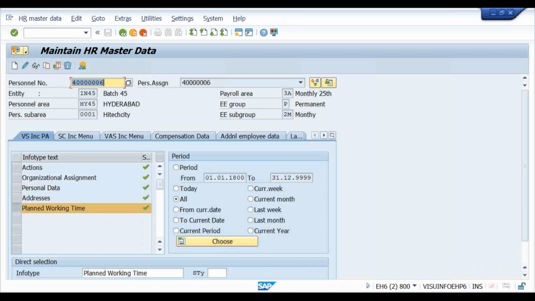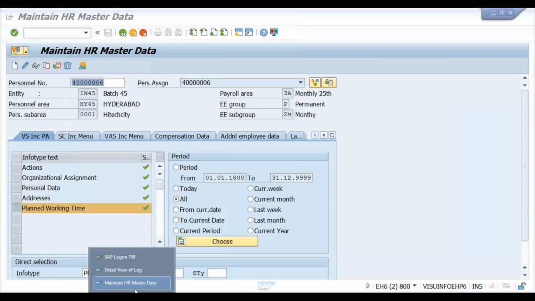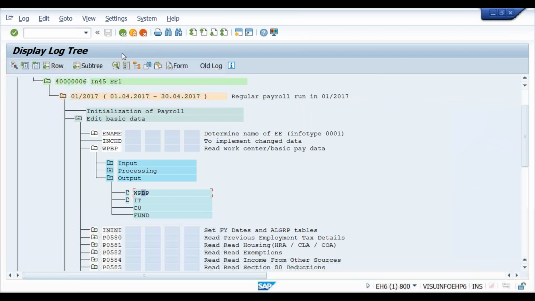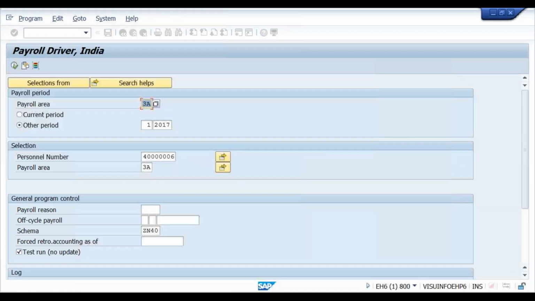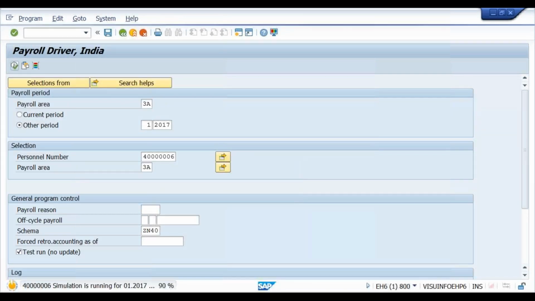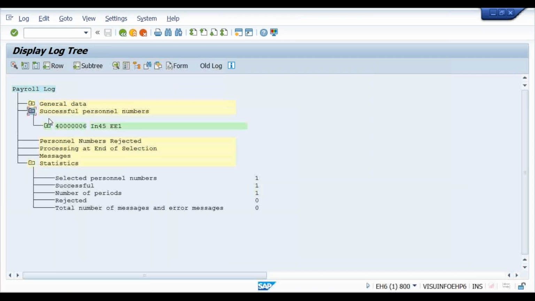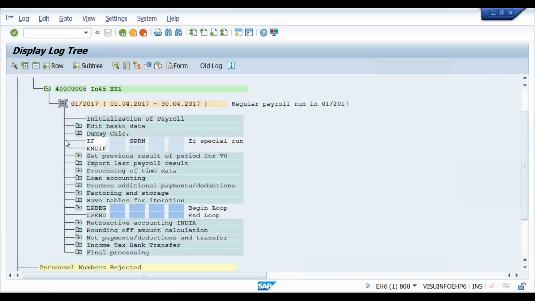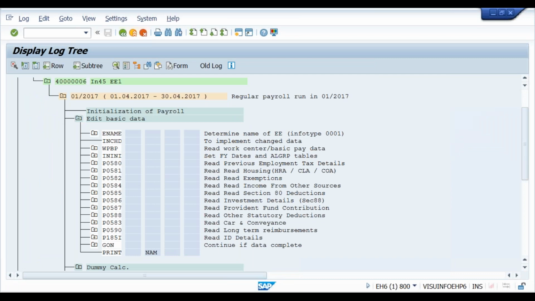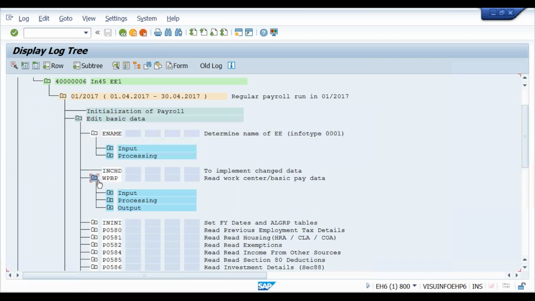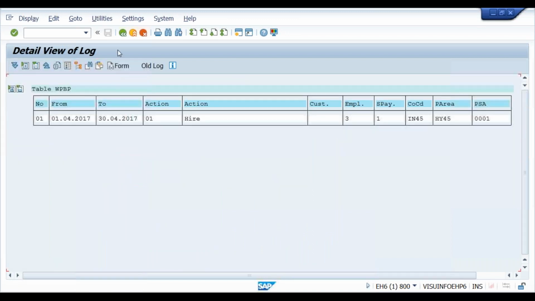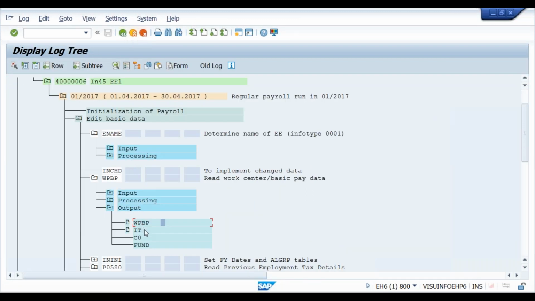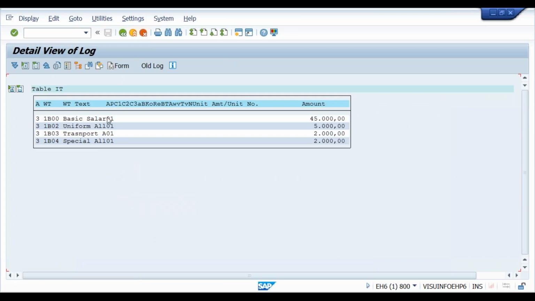Okay. Now there are no splits. Only one entry is there. In the IT table also, only one entry is there. So why are these indicators created?